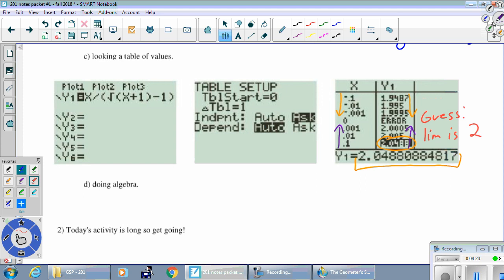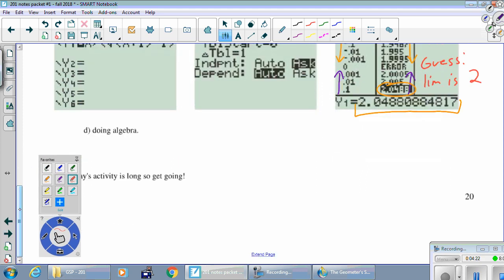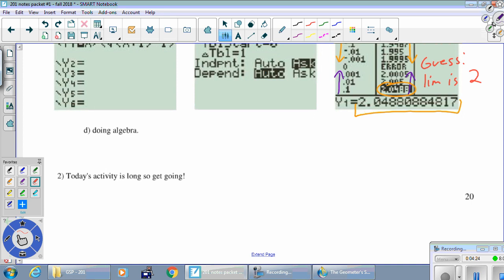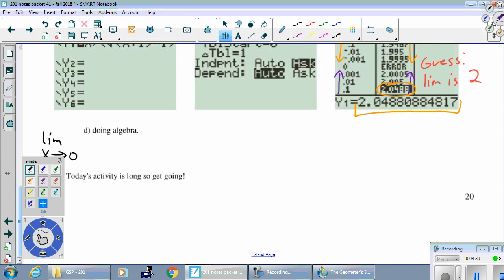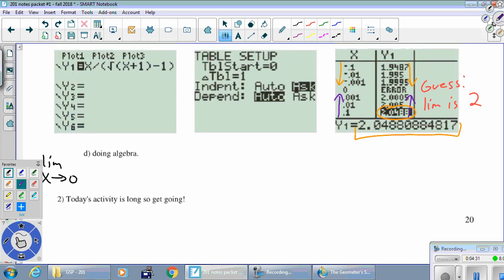Okay, what if we don't want to guess? What if we want to actually find this thing doing hardcore algebra? Well, let's give it a shot. I will copy the original problem: the limit as x goes to 0 of x divided by the square root of x plus 1 minus 1.